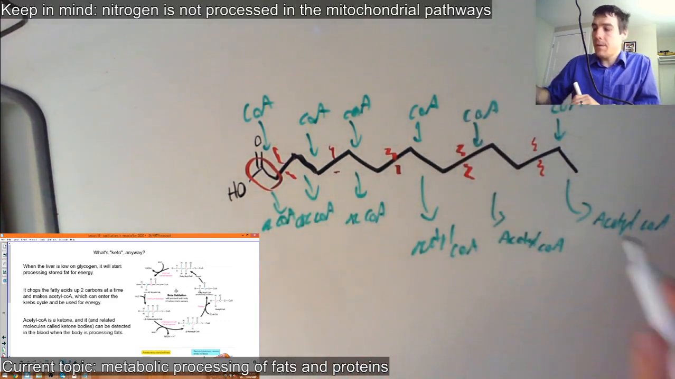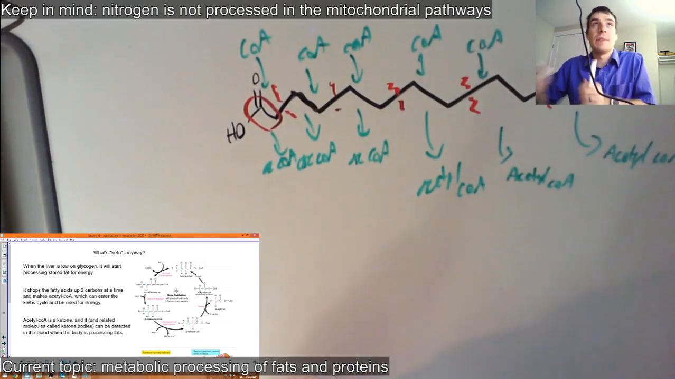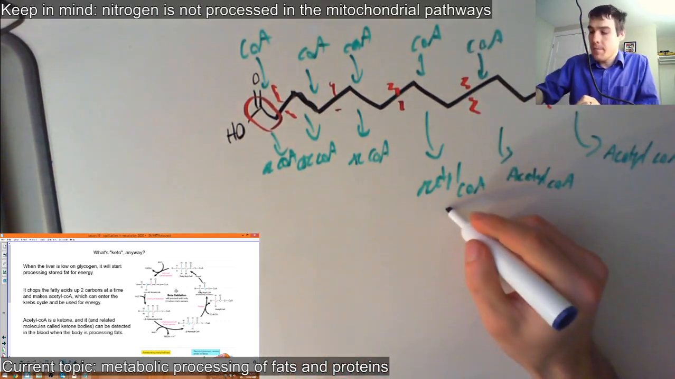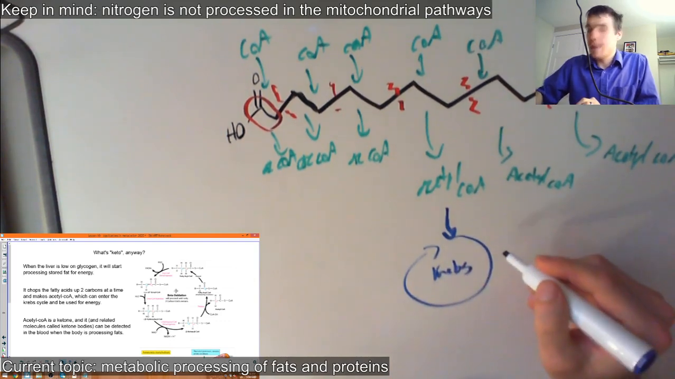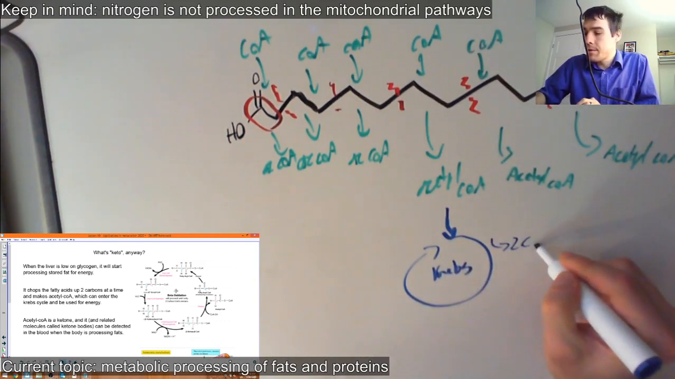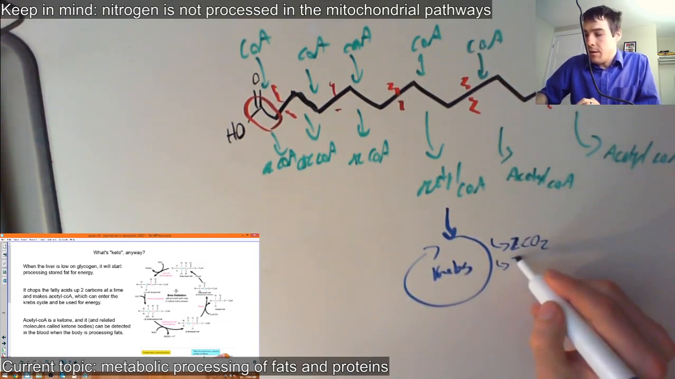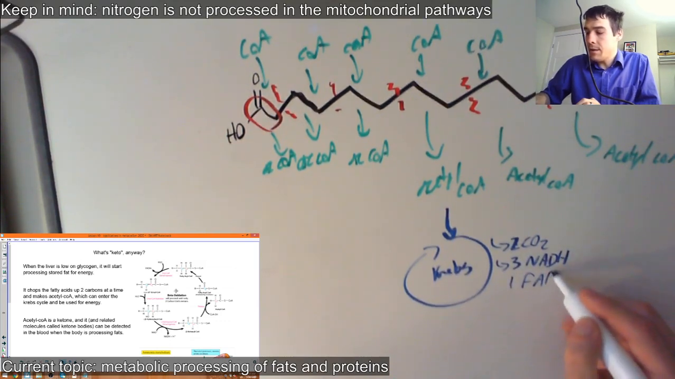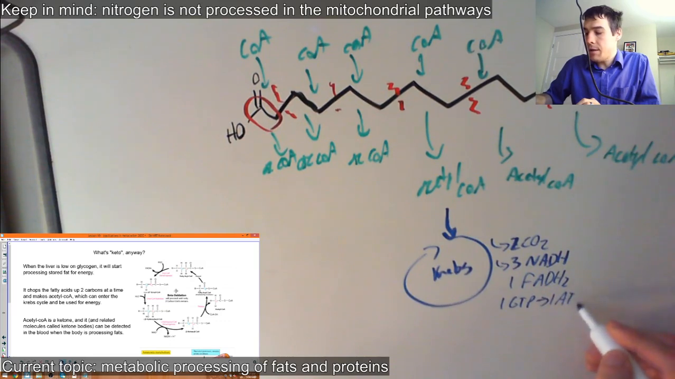So this creates 1, 2, 3, 4, 5, 6 acetyl-CoAs. And then the acetyl-CoA is going to go into the Krebs cycle. Right, so that acetyl-CoA ends up in the Krebs cycle. Does Krebs, and the normal Krebs cycle stuff happens. 2 CO2 comes out, 3 NADH comes out, 1 FADH comes out, and 1 GTP, which creates 1 ATP, comes out.